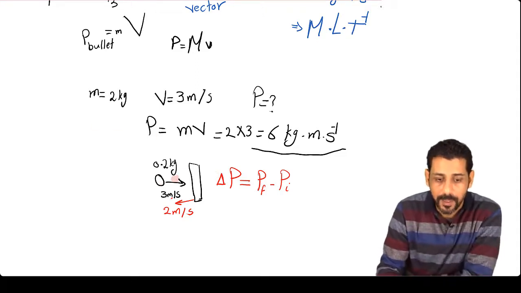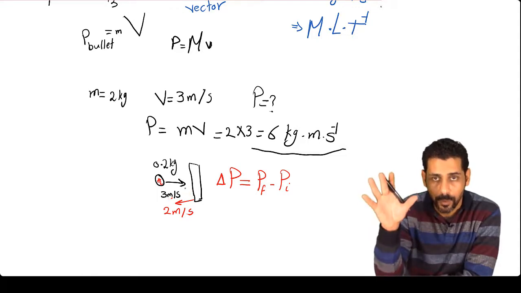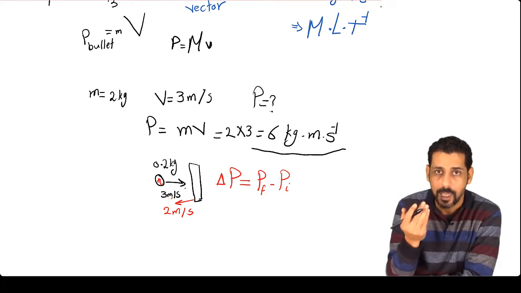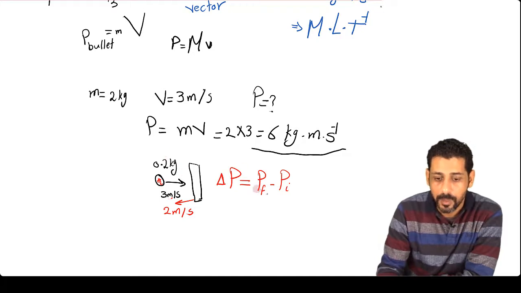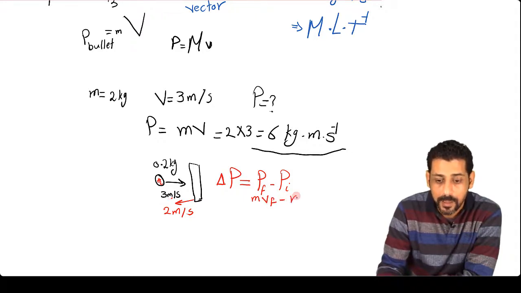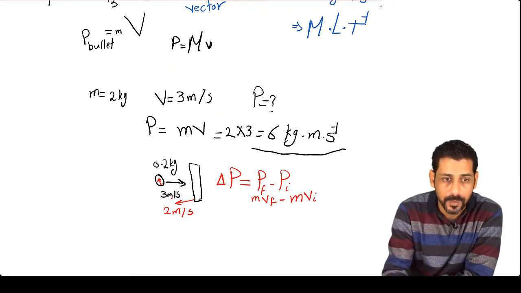So looking at the example we have here, this is the ball, and it was moving at 3 meters per second. You threw the ball at 3 meters per second, it hit the wall, then came back in the opposite direction at 2 meters per second. So the change in momentum is the mass times the final velocity minus the mass times the initial velocity.